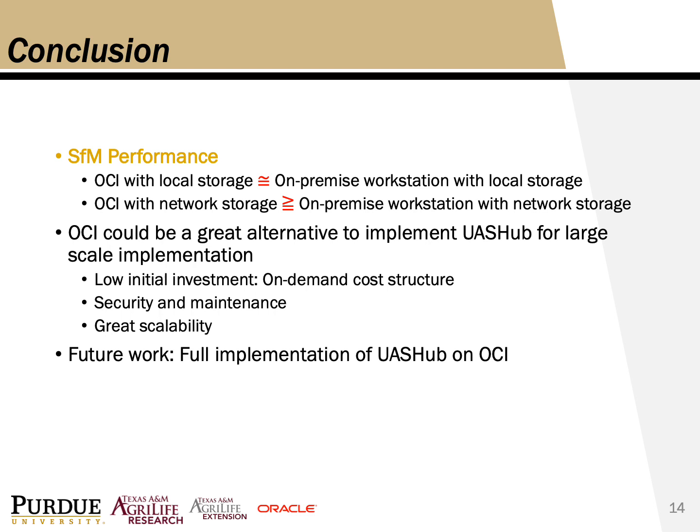These results show that OCI could be a great alternative to implement UASHub for large-scale implementation because, first, OCI has a low initial investment cost to start the project. OCI has an on-demand cost structure, which means that you will only be charged for the hours the computation resources on the OCI are being used. For an on-premise cluster implementation, we usually need to make a capital investment for the initial hardware purchase, but OCI won't need a capital investment to get started.